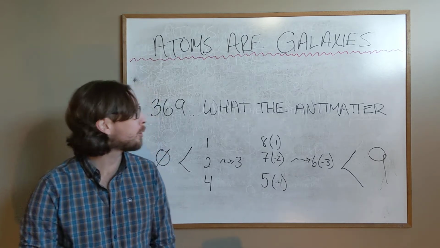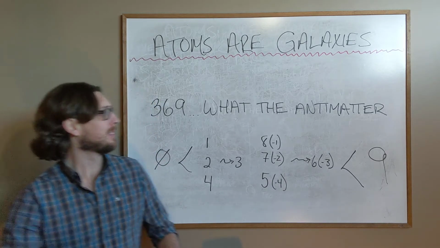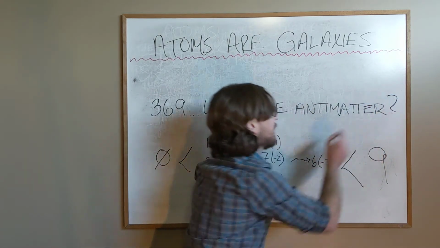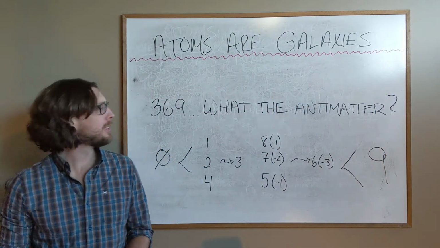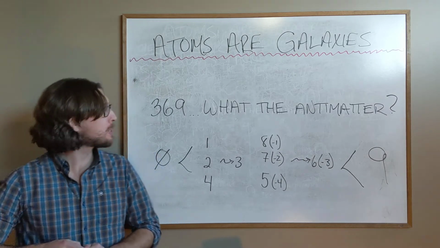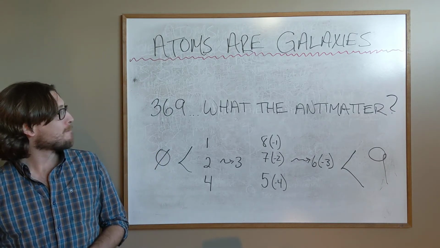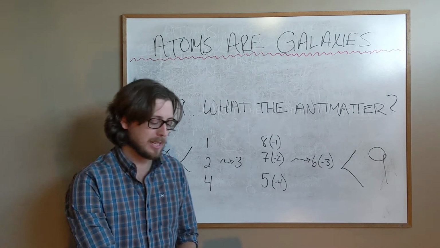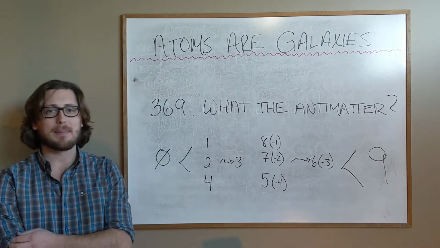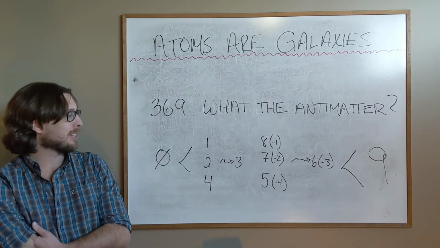Today we're going to be talking about 369. What the antimatter? Kind of like, what the deuce? So first off, let's hit 369 first, then we'll cycle back up to matter and antimatter, and then we'll kind of stitch them together a little bit as well.